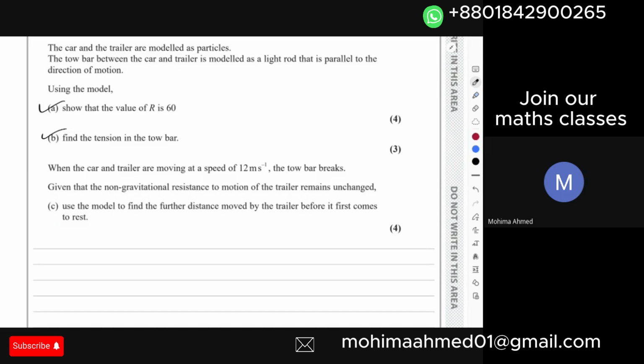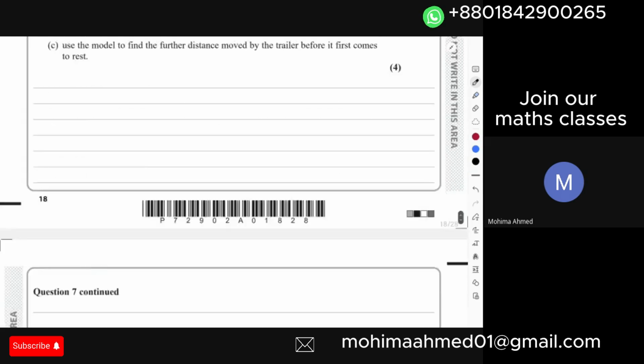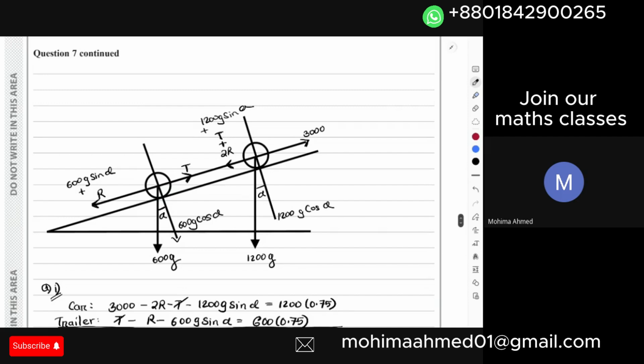Use a model to find the further distance traveled, right? The further distance, not the total distance. Okay. So total distance would mean whenever the car was connected to the trailer, how much distance it traveled during that time. This is not what they are interested in. They're only interested in when the tow bar breaks and how the trailer will decelerate. And within the deceleration, obviously it will travel up the slope. So what is the distance that it has traveled up the slope during that period?